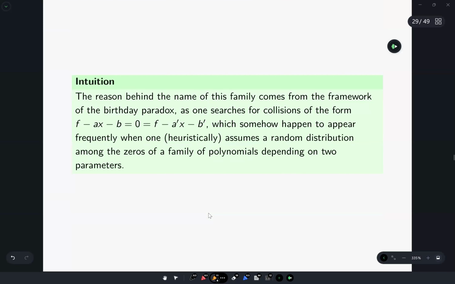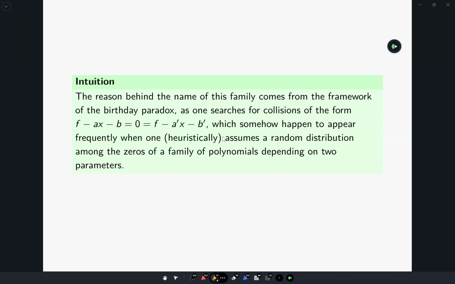And what happens is that we are looking for those kinds of collisions. So we would like, for a given f, to have two different values, a and b, and a prime and b prime, for which they collide.